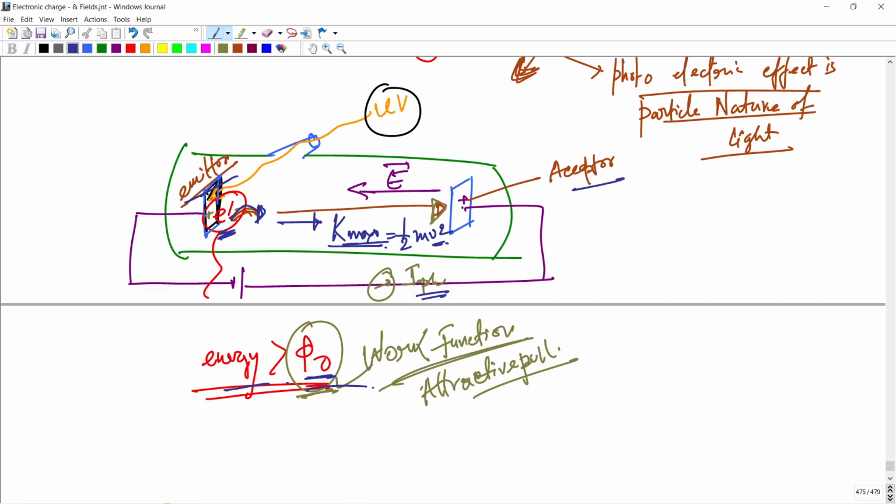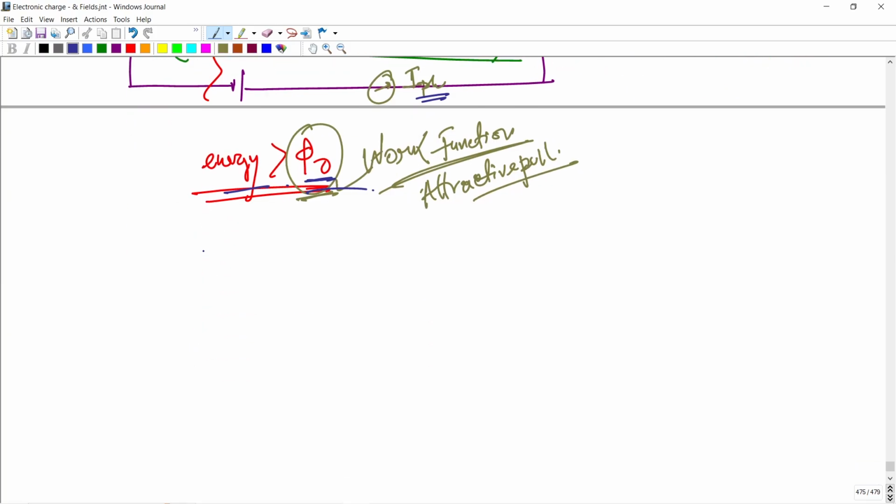A large number of electrons absorb that energy per unit time, so we get more photocurrent. If more electrons get energy, more photoelectrons are possible, and if more photoelectrons are possible, we get more photocurrent. So a large number of photoelectrons absorb the energy.